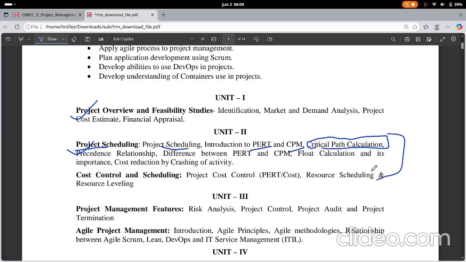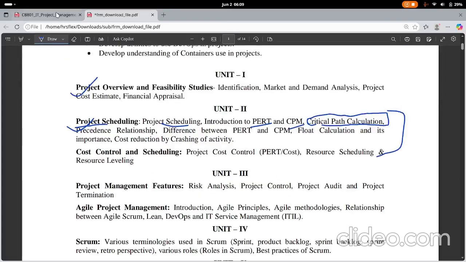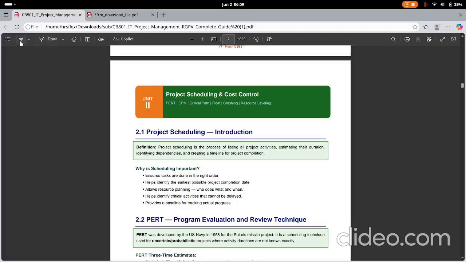This is one of the most difficult lectures, to be very honest, because it requires your analytical skills and it also has some numericals that might come in the examination. So let's start without wasting time. Okay, the first thing we're going to study is project scheduling. What is project scheduling? What is the introduction of it?